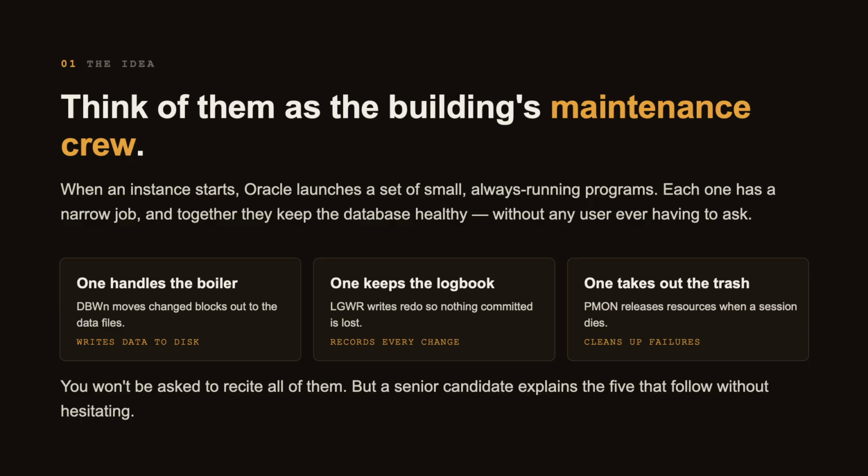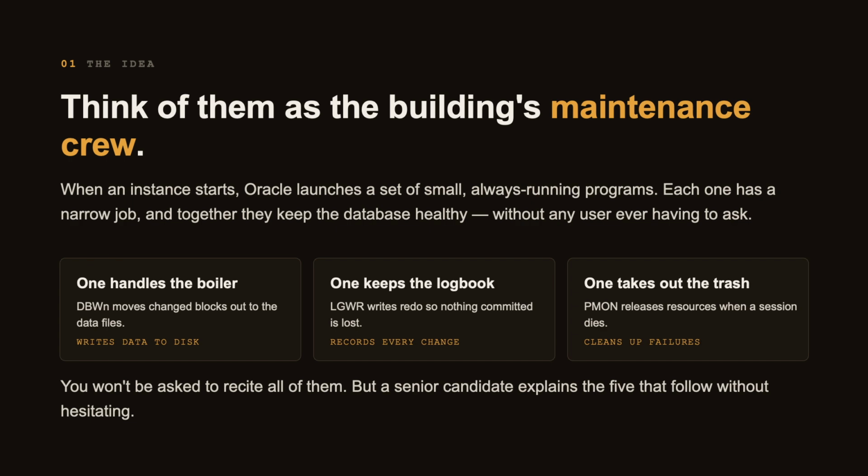Here's the idea. When an instance starts, Oracle quietly launches a whole set of these small always running programs. Each has one narrow job, and working together they keep the database healthy on their own. No user ever has to request it. The analogy I like is a building's maintenance crew. One person runs the boiler, one keeps the logbook up to date, one takes out the trash.